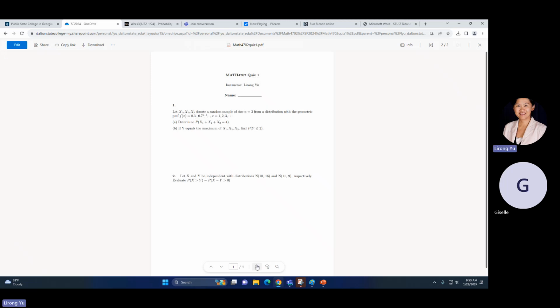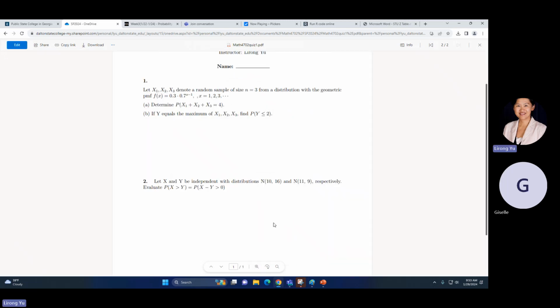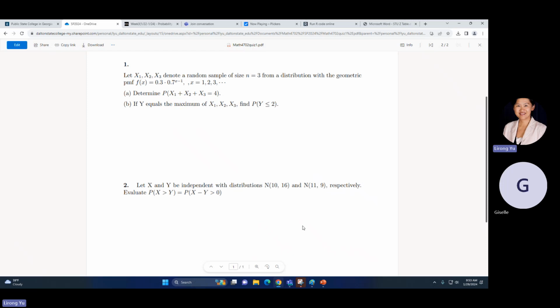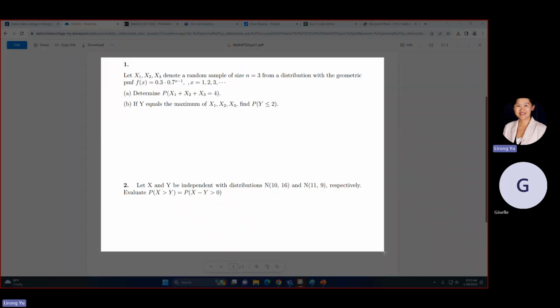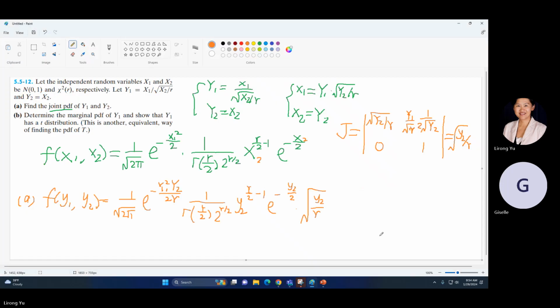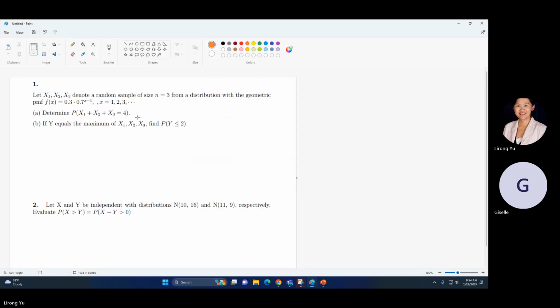So this is a question that we had last week. Basically, we're going over how to handle the calculation for the probability or the density function if you have multiple variables. This belongs to 5.3.